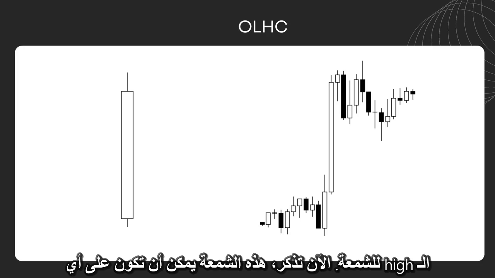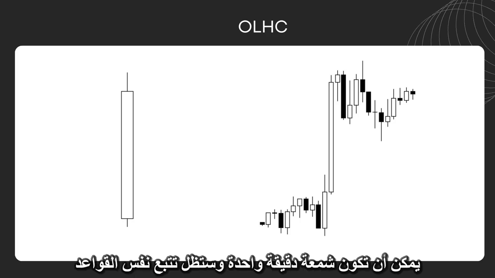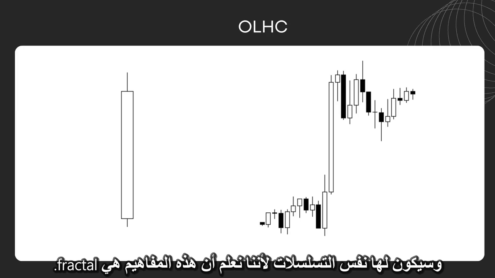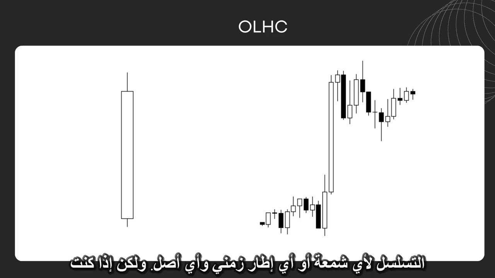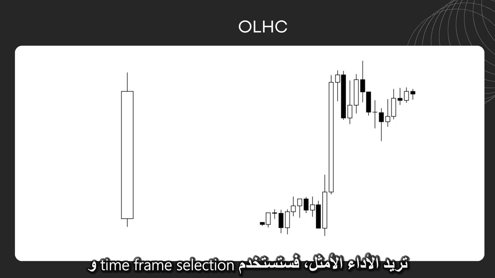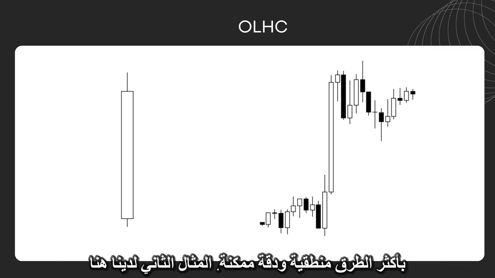Now remember, this candle could be on any single time frame, right? Literally it could be on the 1 minute candle, and still it'll follow the same rules and it'll have the same sequences, because we know that these concepts are fractal, right? So the time frame doesn't matter. You could replicate and use this sequence for any candle or any time frame and any asset, right? But if you want optimal performance, then you're going to use time frame selection and time frame elements to determine your time frames and to use these concepts in the most logical and refined way possible.